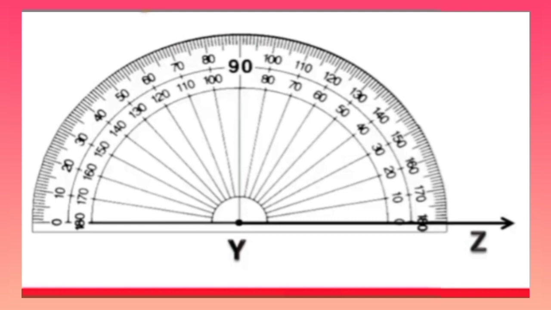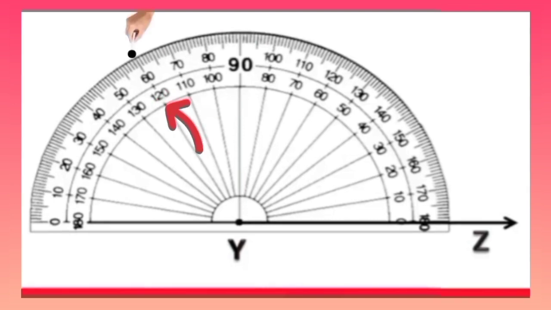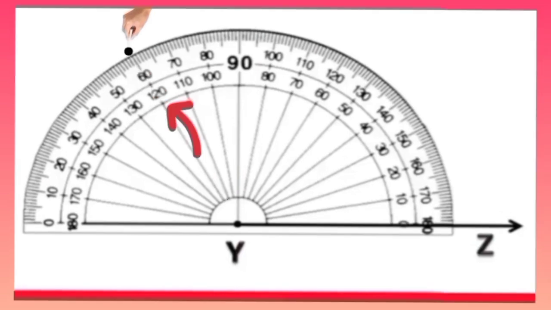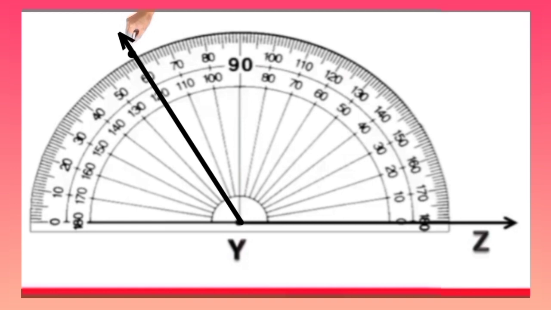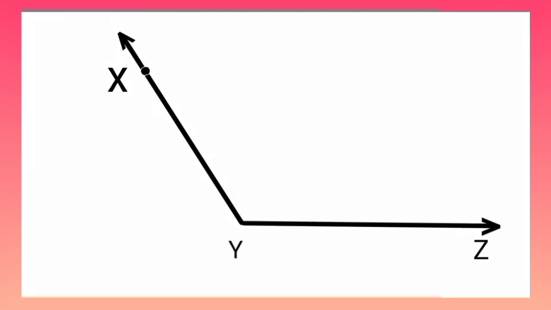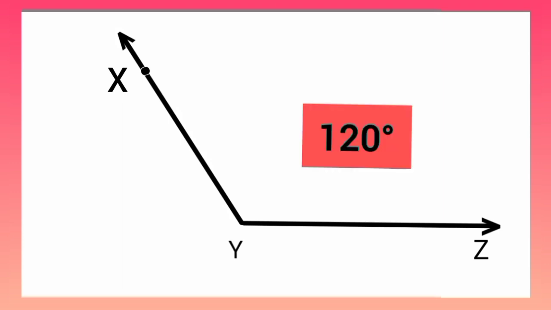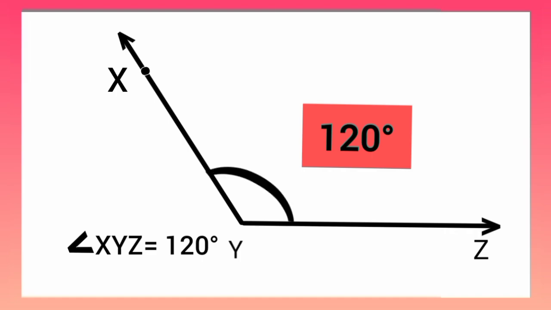Dear students, now we will mark 120 degrees exactly according to the inner scale. Now let's join points Y and X. Dear students, in this way, angle XYZ equal to 120 degrees is ready.